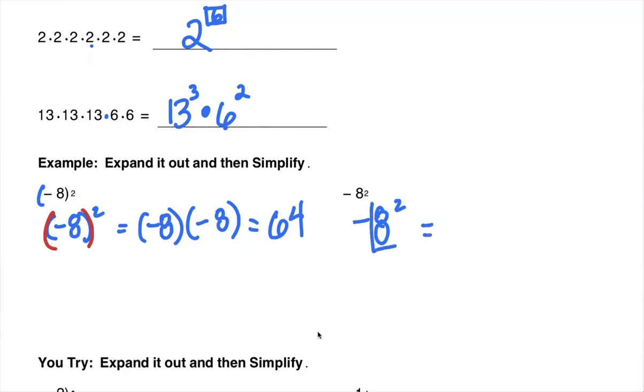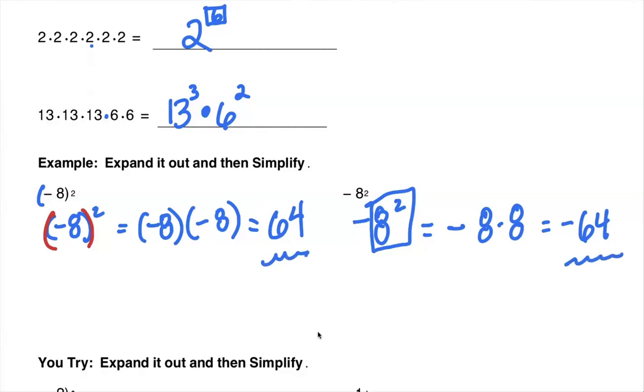So the base on this one is only the 8. That negative just hangs out in front of there. And what's being squared is just the 8. And how does that make a difference in the final answer? Now it's a negative times a positive, opposite signs. So the product is negative. So notice that one of these gives an answer of positive 64. The other one is negative 64 because one has parentheses and one doesn't. They're treated differently.